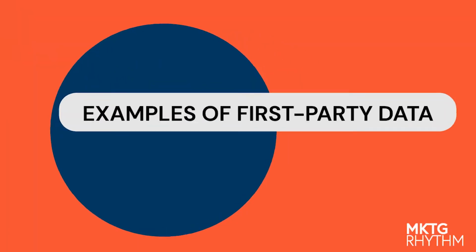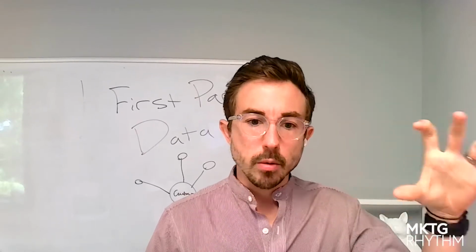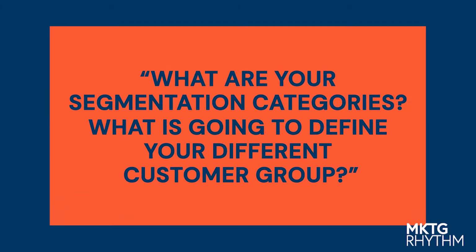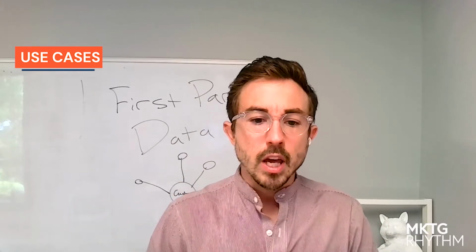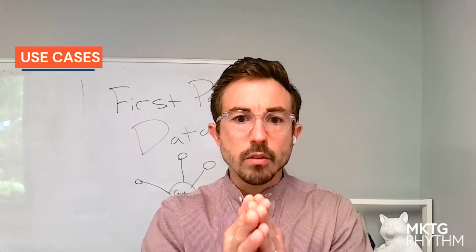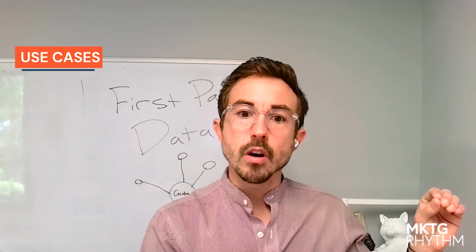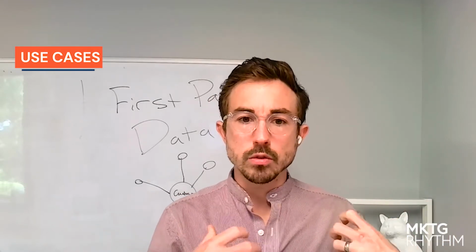So, examples of first-party data and how we want to collect it. We always talk about, like, primary segmentation category. Like, what are your segmentation categories and what is going to define your different customer groups? So we talked about, like, parent, grandparent, gift giver. If I'm a coffee business, am I a coffee purchaser? Do I like specialty unique coffees? Do I like standard coffees? Am I a decaf drinker? All of those are going to help inform what's going to be the different components of how we're going to be speaking to them as unique individuals, and help us understand how to communicate with them and add value.